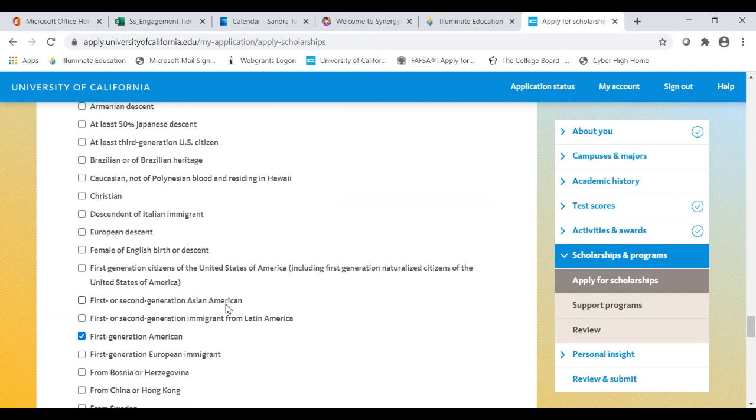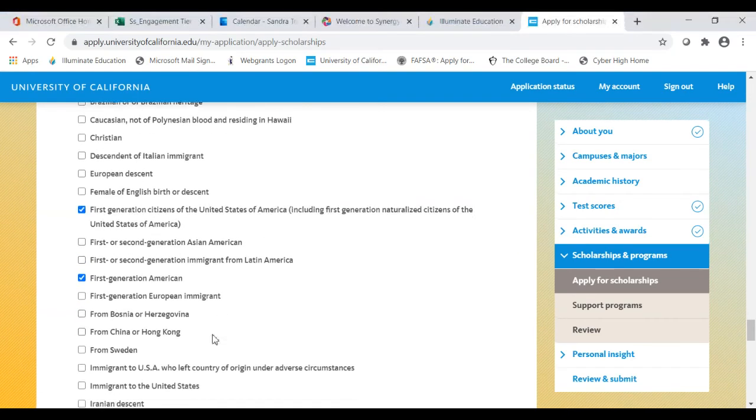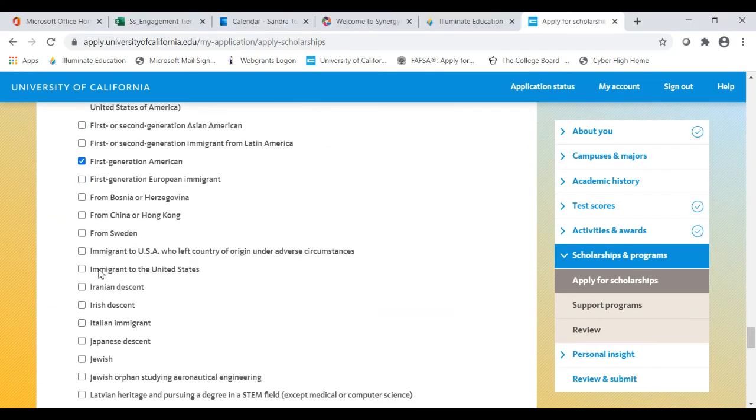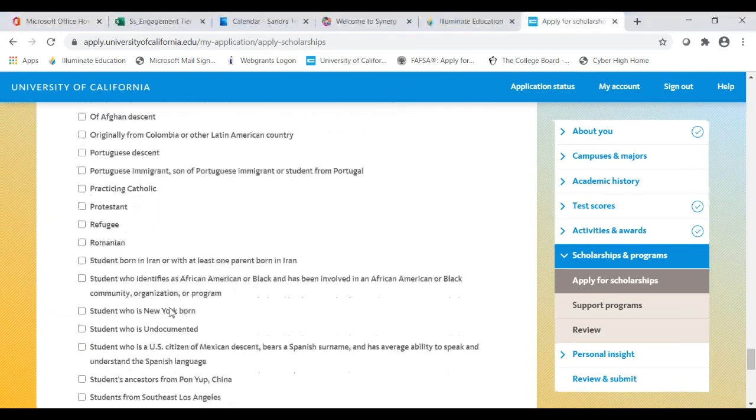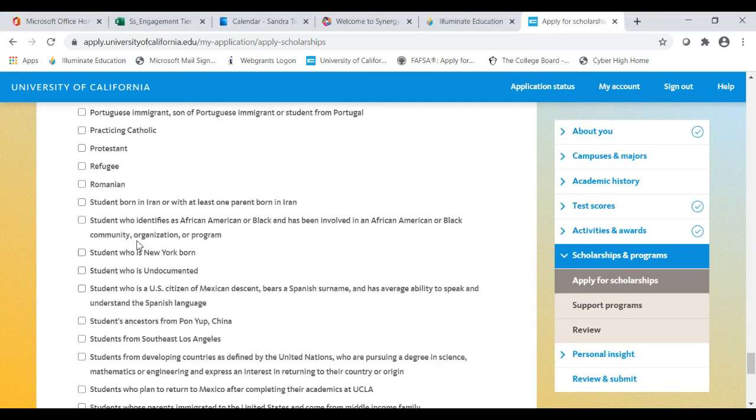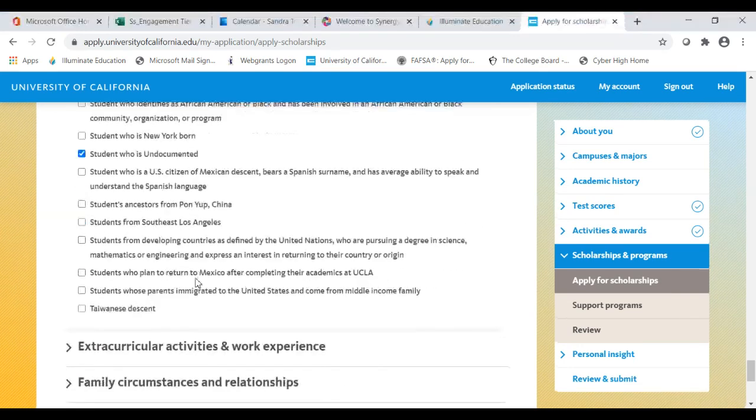First or second generation Asian. First generation citizens of the United States of America, including first generation naturalized citizens. So I'm first generation that's a citizen of the United States of America, so I'm going to click on there. Irish descent, Mexican descent, I'm going to click on there. And basically a student who is undocumented, if that's the case, I would click on there if I wasn't a citizen. So again, click on everything that pertains to you.